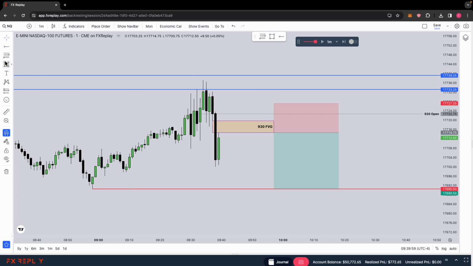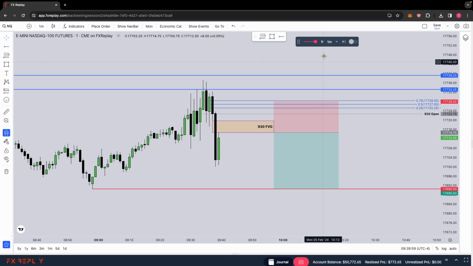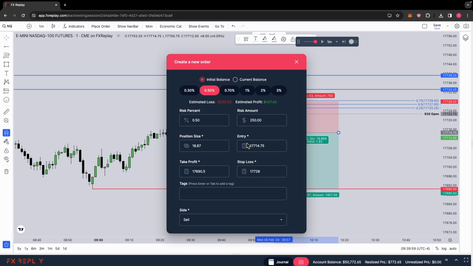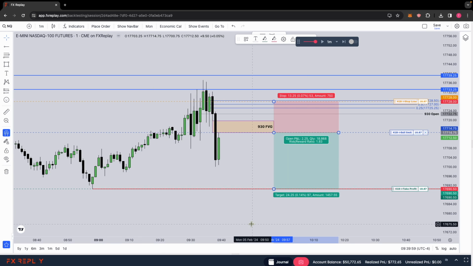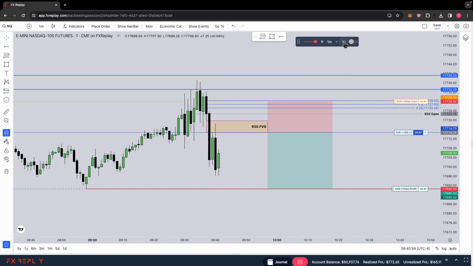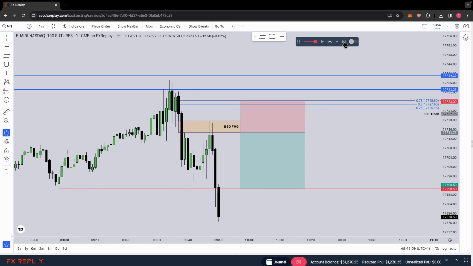I actually want to measure this. Mean threshold, that's what I'll do. A couple ticks above mean threshold of that order block. Okay. So now I have to select this, hit place order, save the limit order. Okay, we got filled. Let's see if we get it. And there we go.